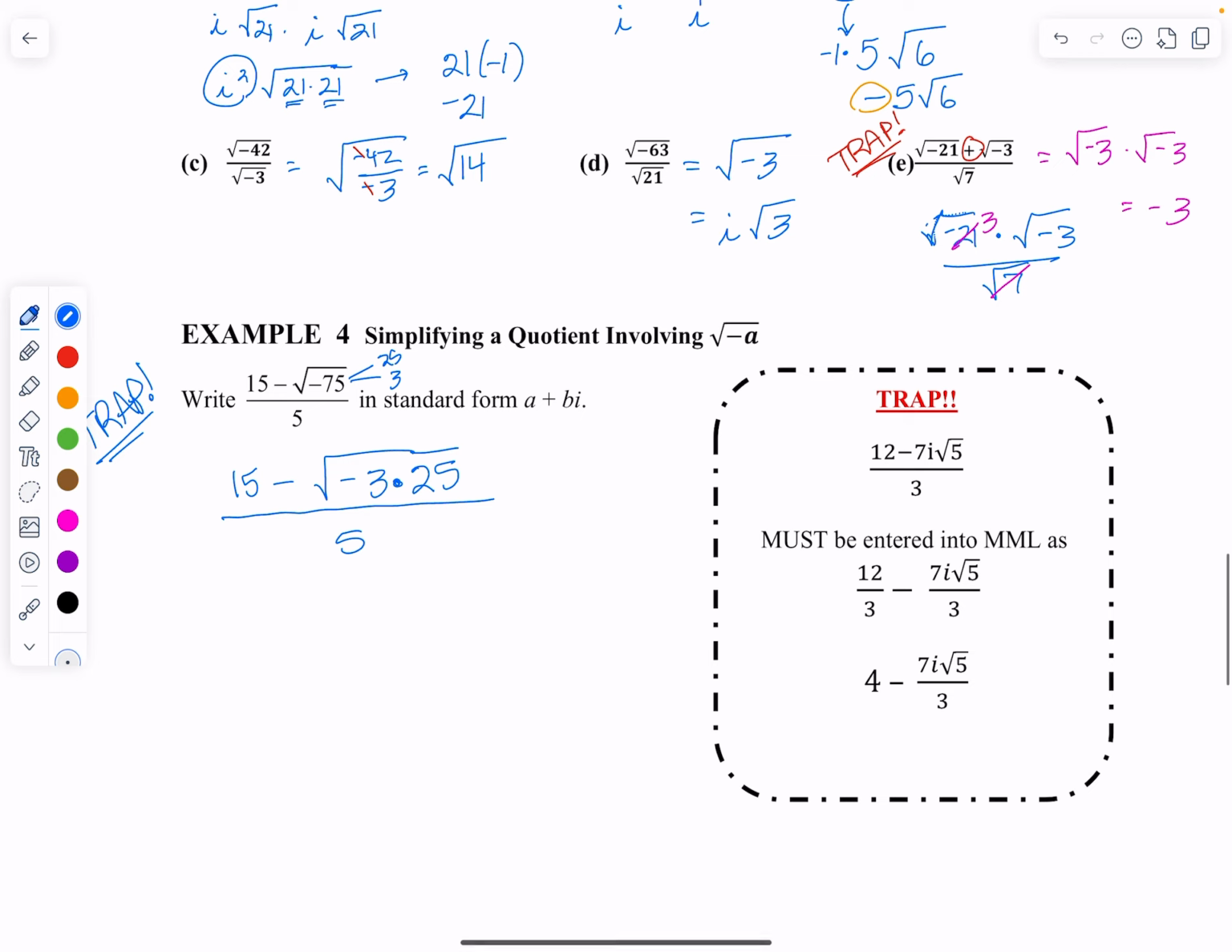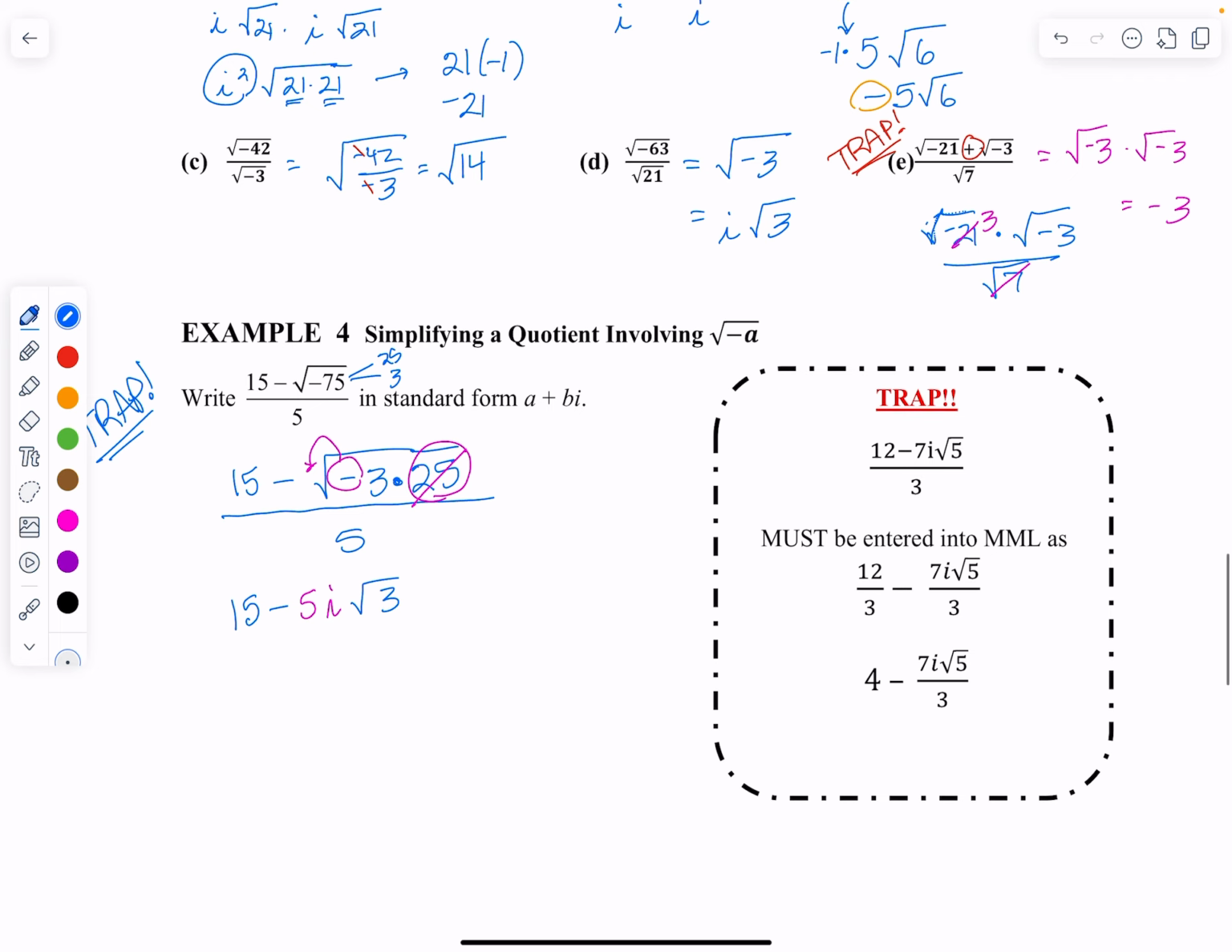Okay, so I'm going to leave my 15. I'm going to leave my minus. Now notice this 25 can come out as a 5 because the square root of 25 is 5. And this negative, yes, that's going to come out as an i. So the only thing that's left underneath that house is a 3. And then we have my 5 down here. Okay, now this one, I can keep going because do you notice that we have 15, 5, and 5? All 3 of those are divisible by 5. So I'm going to go ahead and split it.